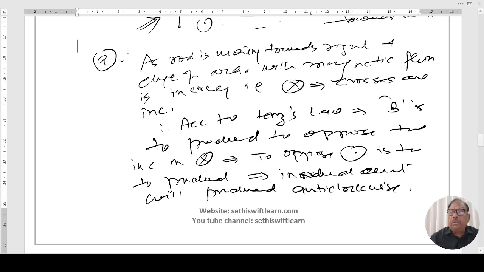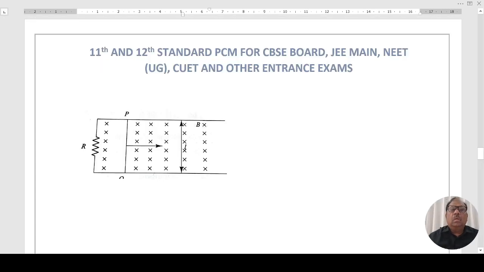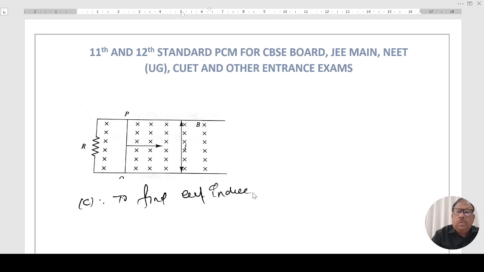Right? Next part is to find the EMF induced, according to Faraday's second law.